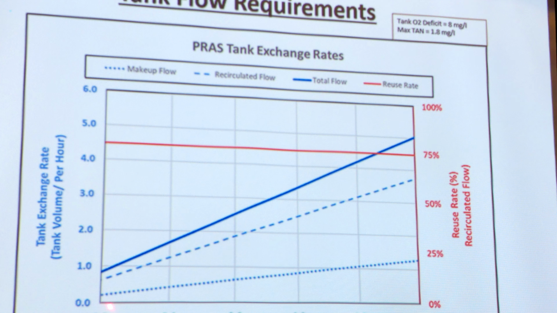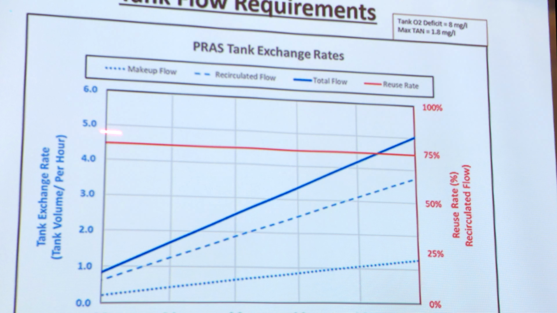So if you have a low feed load, you require a relatively low turnover rate. But as your feed load increases, these turnover rates get higher and higher. And so if we again look at that 0.6 there, it's showing a turnover rate for makeup water a little over a half a turnover per hour, and the turnover rate for the recirculated water at a little less than 2 turnovers per hour, with a total of about 2.5 turnovers per hour for that tank.